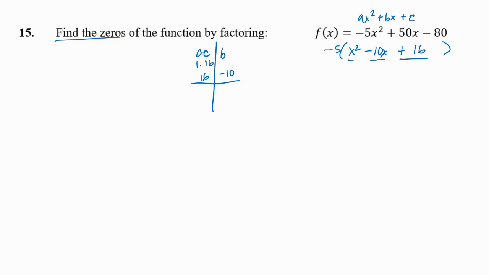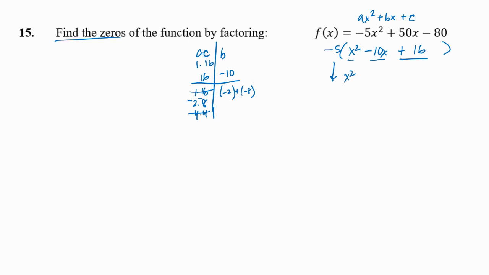Okay. Factors of 16: 1 and 16, 2 and 8, 4 and 4. 1 and 16 could not give me 10. 4 and 4 could not either. 2 and 8 could, as long as I make them both negative. Negative 2 times negative 8 gives me a positive 16, and negative 2 plus negative 8 gives me a negative 10. The negative 5 will be part of my answer later, but I don't need it at the moment.